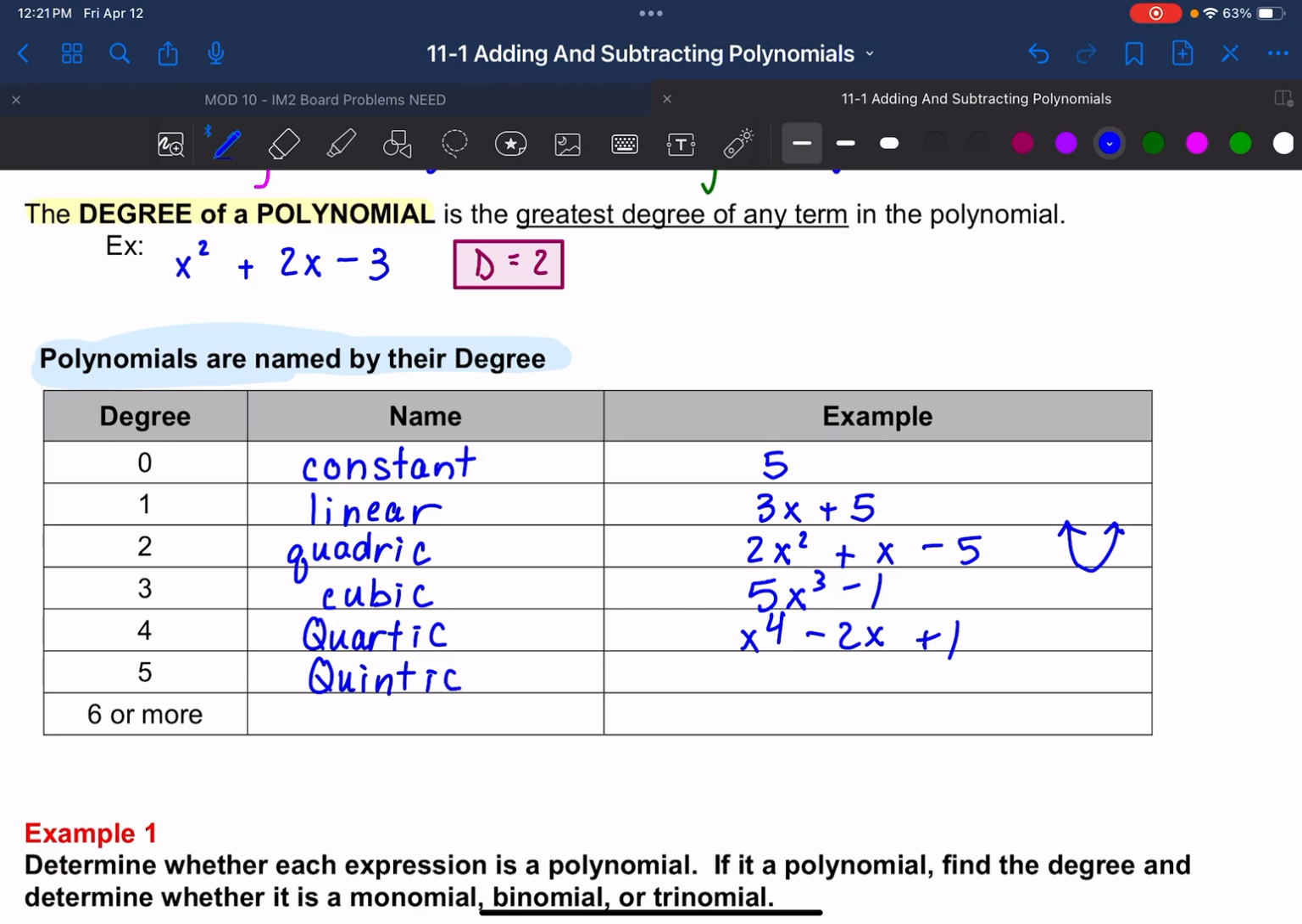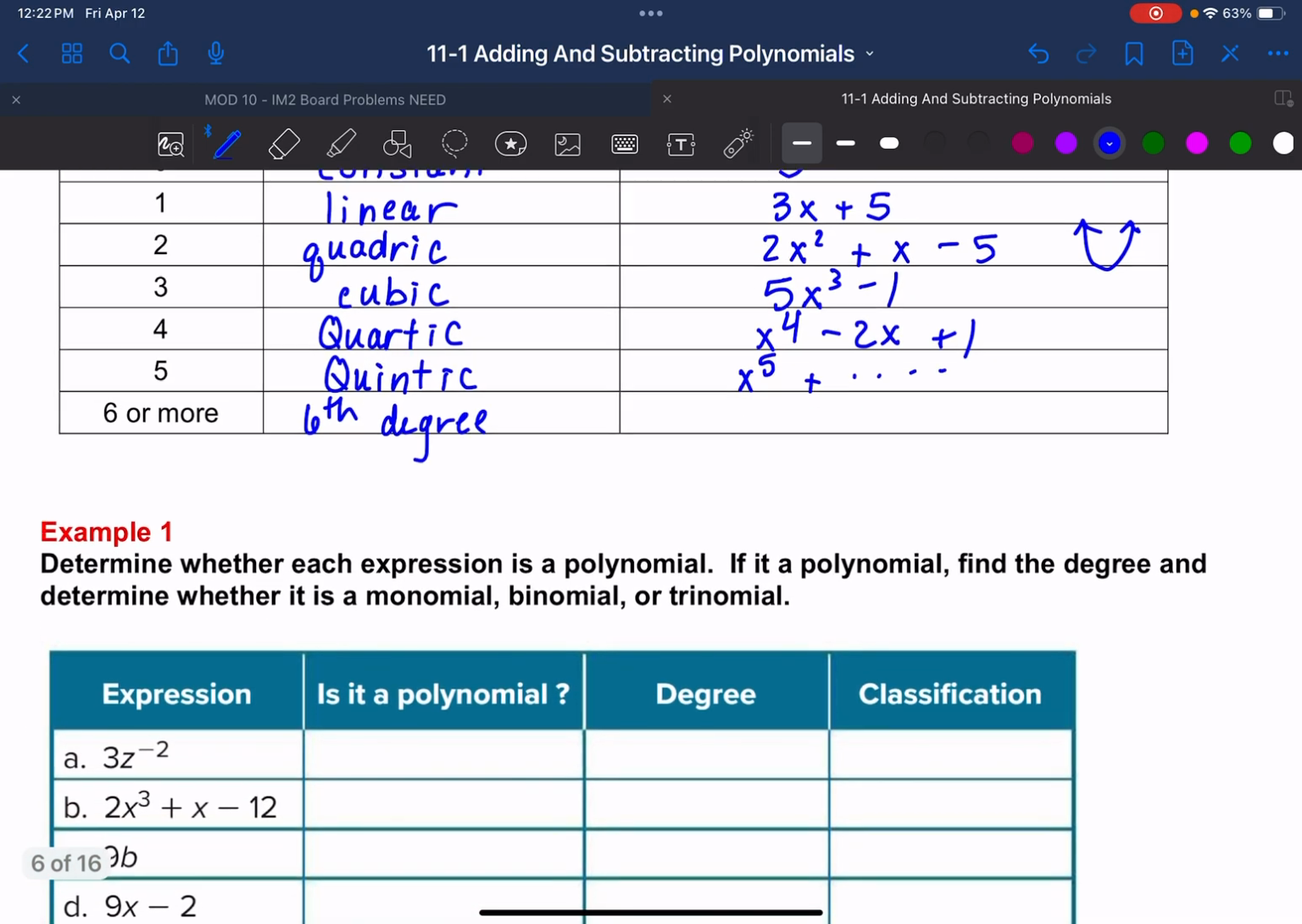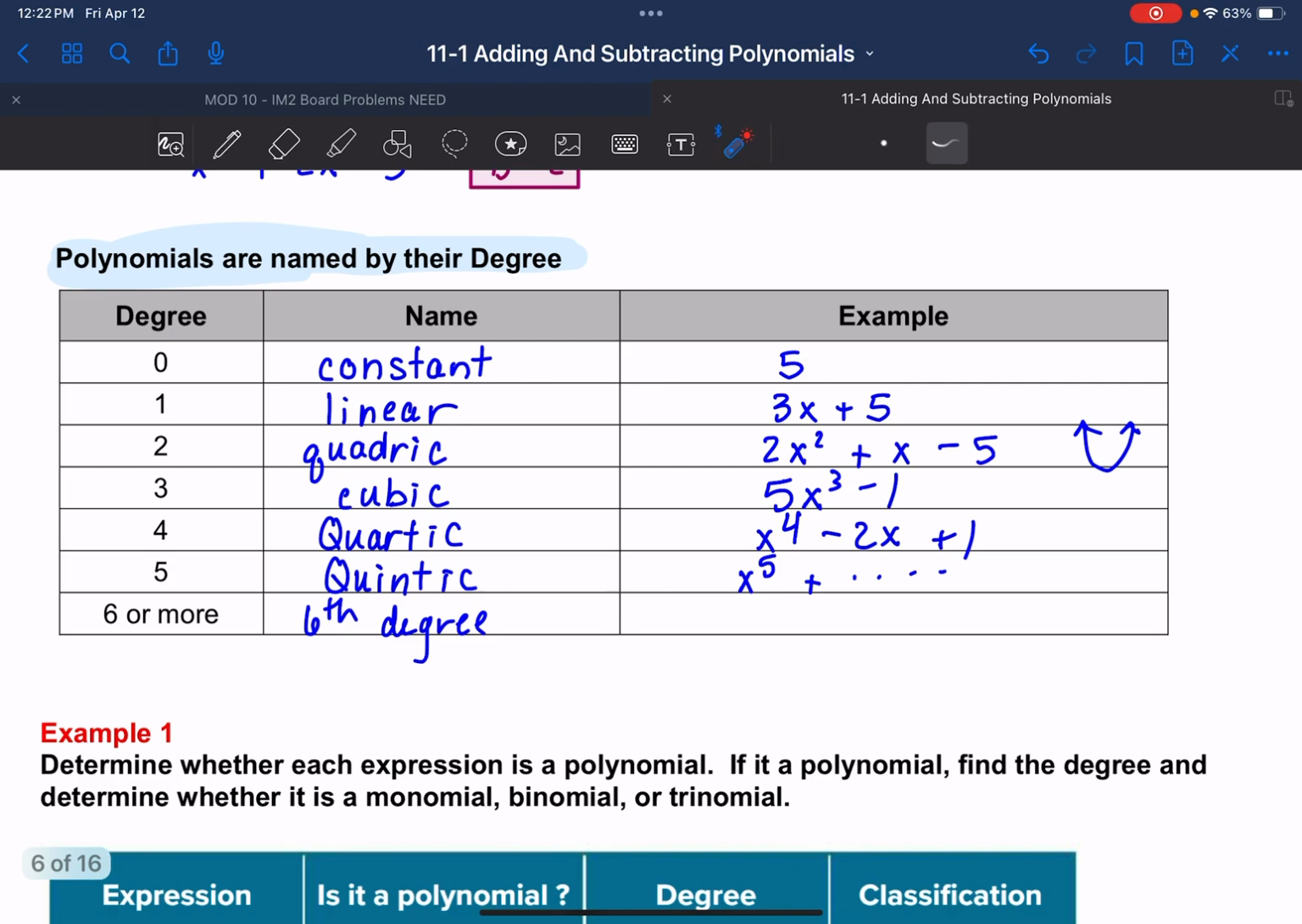Quintic for 5th degree. So anything, x to the 5th plus whatever. Okay, 6 or more, we just call it a 6th degree polynomial, a 7th degree polynomial, 8th degree, whatever. All right, so notice on this one right here, I would call this a binomial as well as a linear polynomial. So I could say it's a linear or a binomial linear polynomial and so forth.